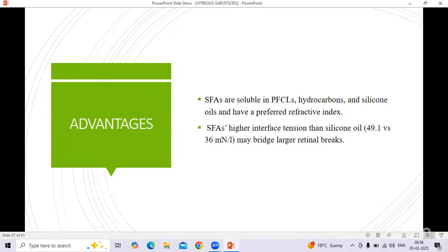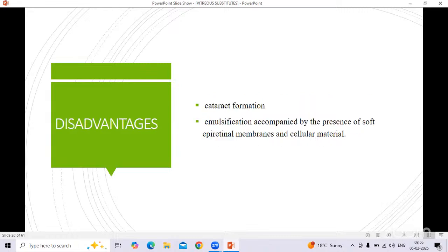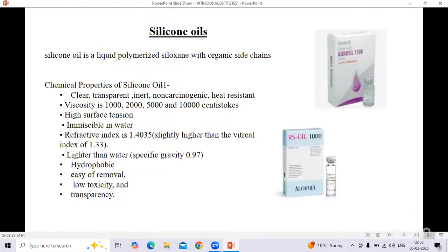Advantages are they're soluble in perfluorocarbons, hydrocarbons, and silicone oils, and have a preferred refractive index. And they have a higher interfacial tension than silicone oil, so they can bridge larger retinal breaks. Disadvantages are cataract formation and emulsification, leading to formation of epiretinal membranes and cellular material.